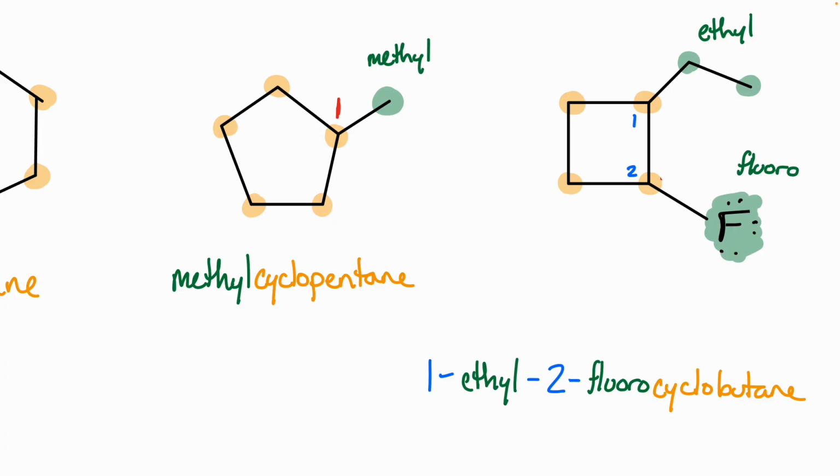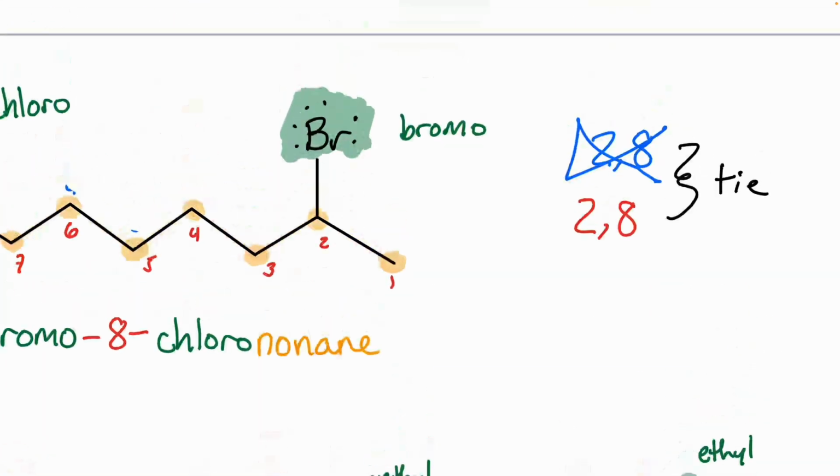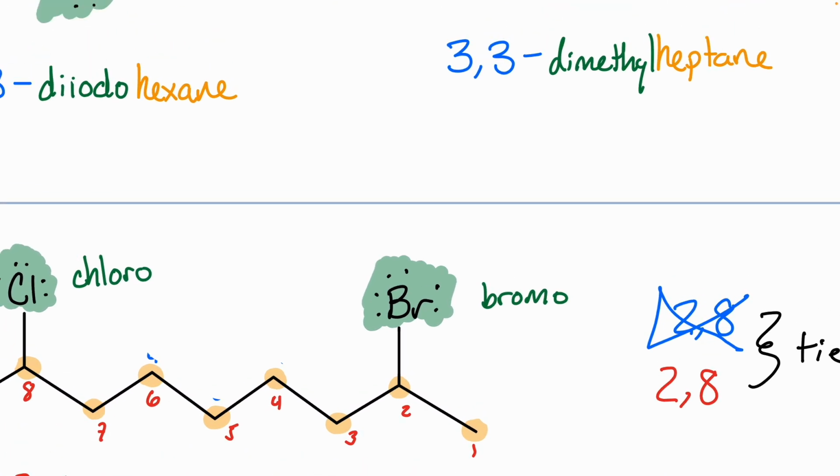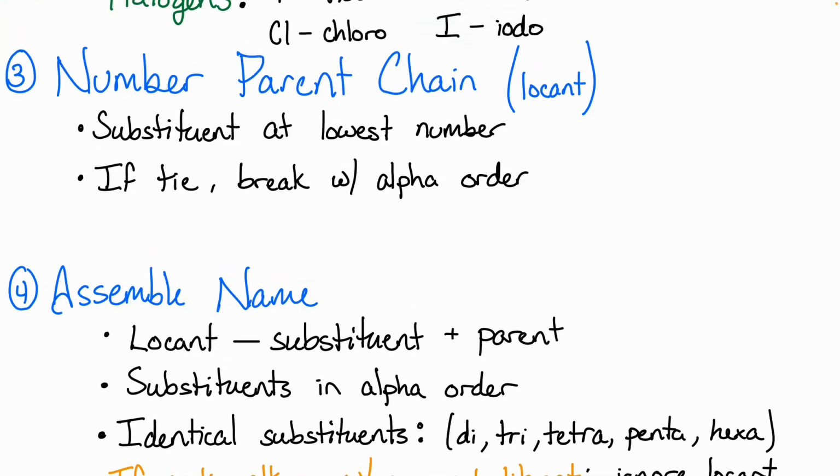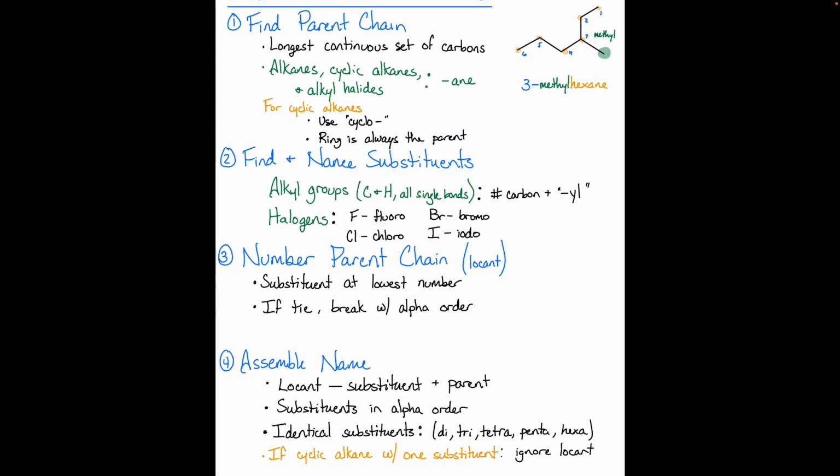Cool? All right, so we got our rules here. We got all of our special cases. We're going to find our parent chain. We're going to find and name our substituents. We're going to number our parent chain, and then we assemble it all together. All right? And for each new functional group that we encounter, we're just going to update one of these rules, maybe 2 of these rules as we go forward. We got the same base structure for nomenclature throughout.